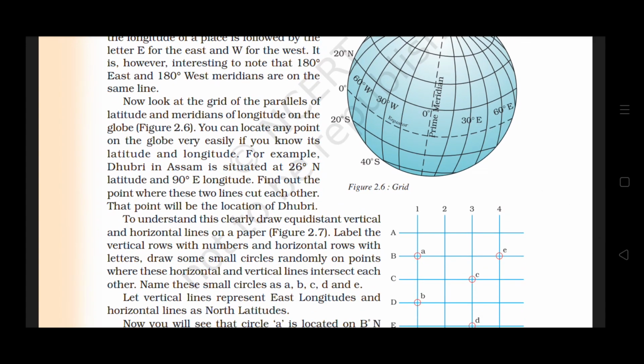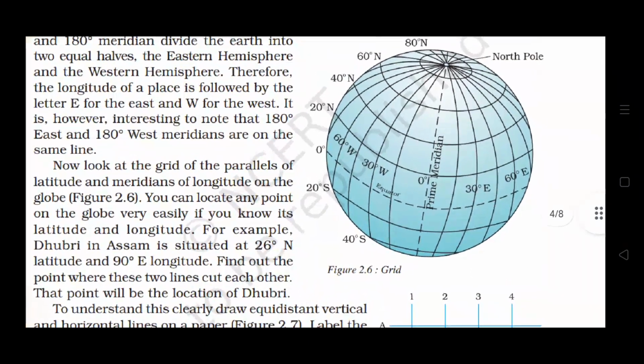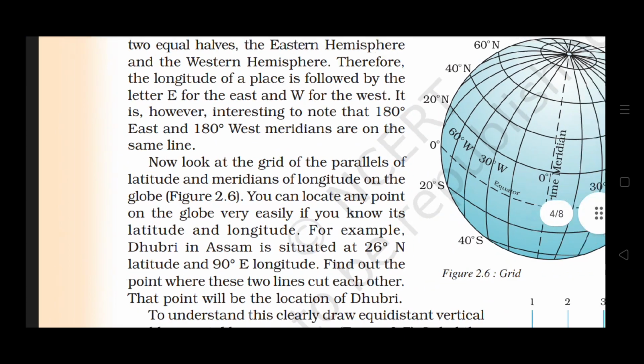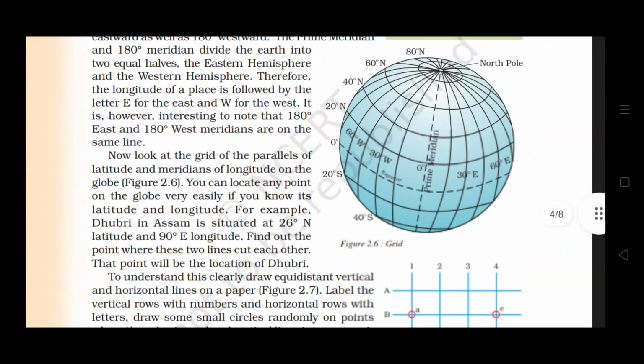Now look at the grid of the parallels of latitude and meridians of longitude on the globe, figure 2.6. Here you can see there is a grid formation. With the help of this grid structure, it will be very easy to locate any position on the earth. That is the reason why we use longitude and latitude to exactly indicate a position on the earth.